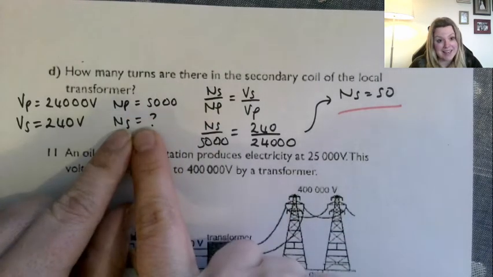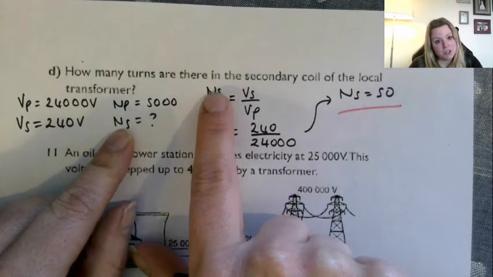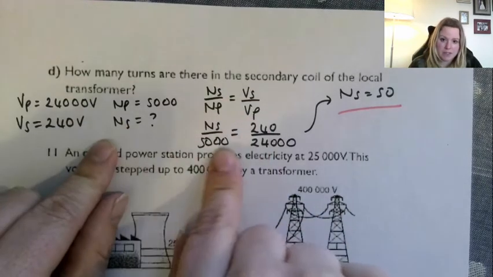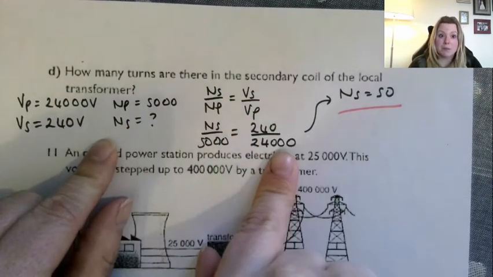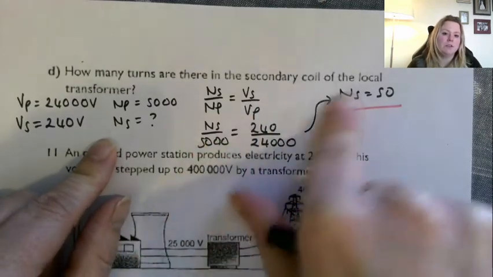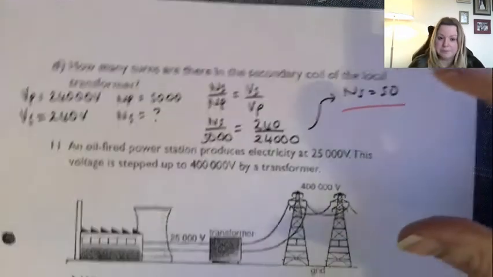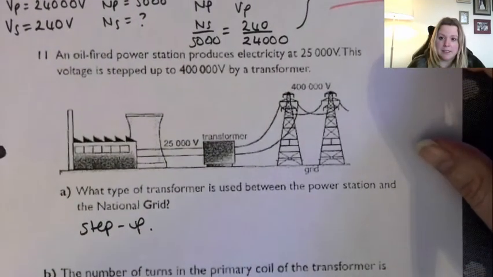So because NS is what we're looking for, I've started top left with that. NS over NP equals VS over VP. Filled in my values. 240 divided by 24,000 and then multiply by 5,000 and you end up getting 50 turns in the secondary coil.